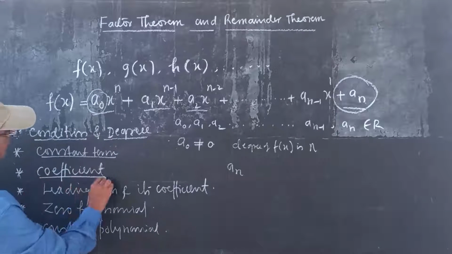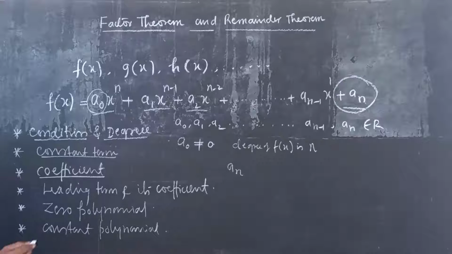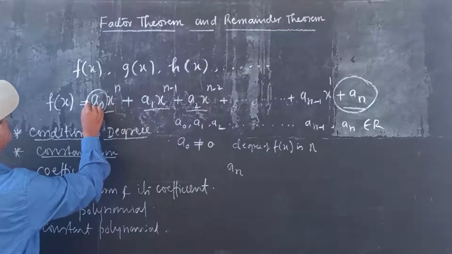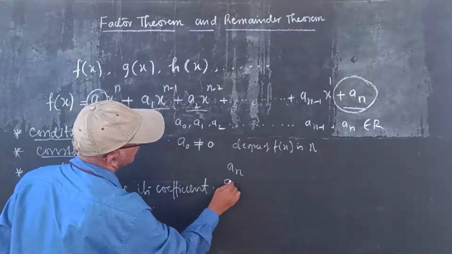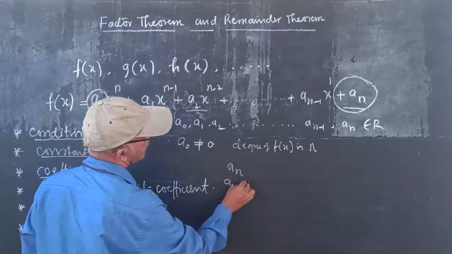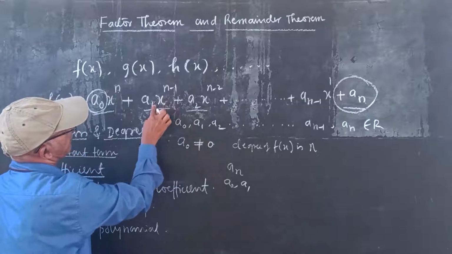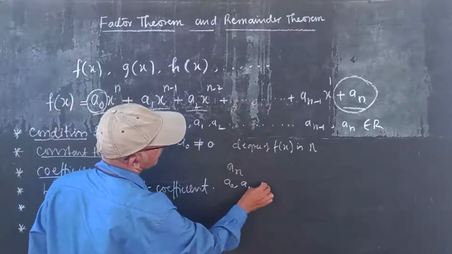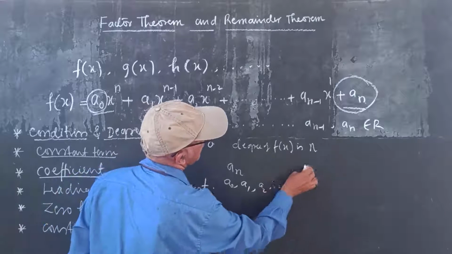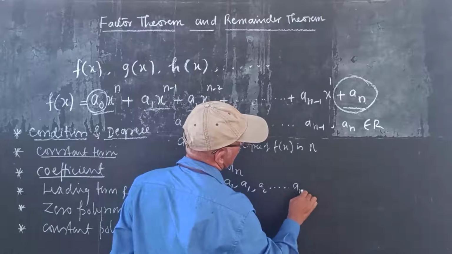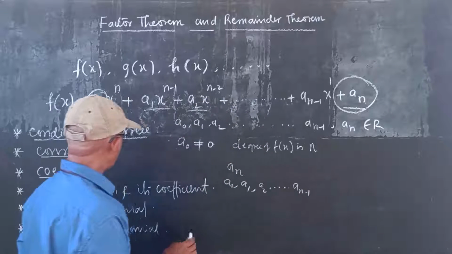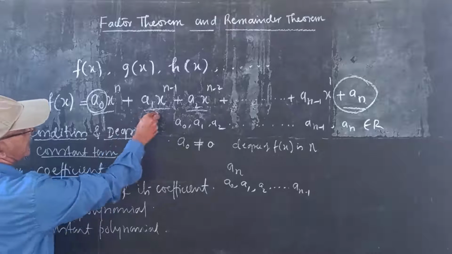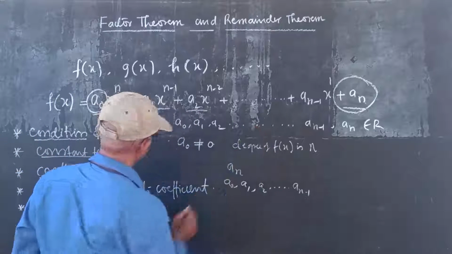Then, coefficients. What is the coefficient of x to the power of n? It is a0. Then, coefficient of x to the power of n minus 1 is a1. Coefficient of x to the power of n minus 2 is a2, etc. Coefficient of x is an minus 1. These are all the coefficients of the terms. The first term, second term, third term, like that.